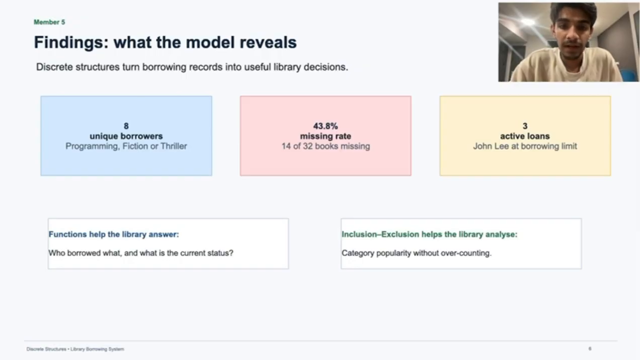Another important finding is from the inventory status. Out of 32 books, 9 books are present, 9 books are checked out, and 14 books are missing. This shows that the library may need better inventory control because the missing rate is quite high.